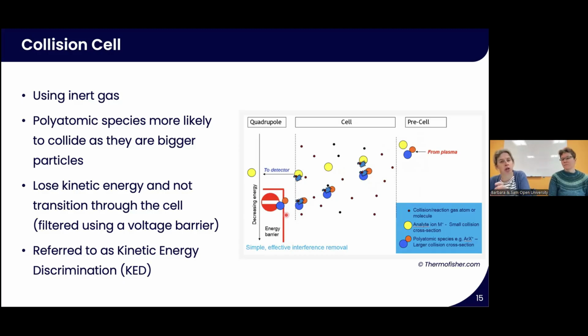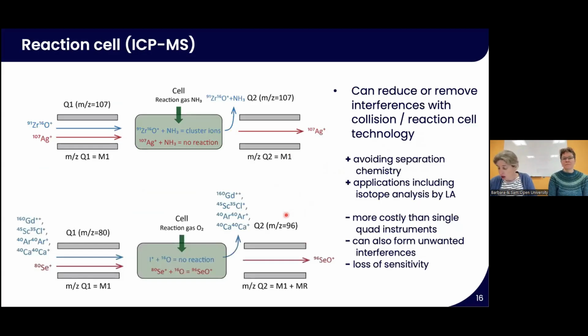So it used to be that that was at the front end before the quadrupole. In multi-quad instruments, this sits between the quadrupoles. And now it's not just a collision cell, but a collision and reaction cell. So the reaction cell is a really neat way of trying to remove interferences.